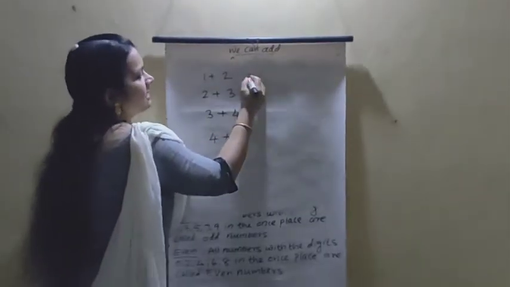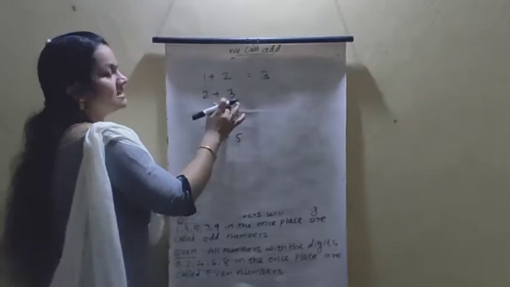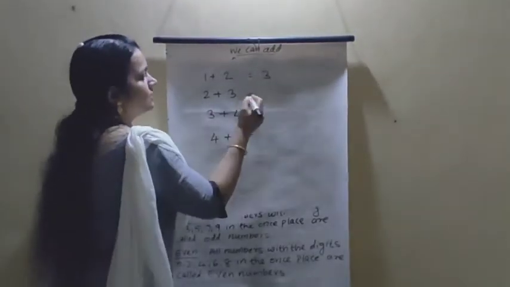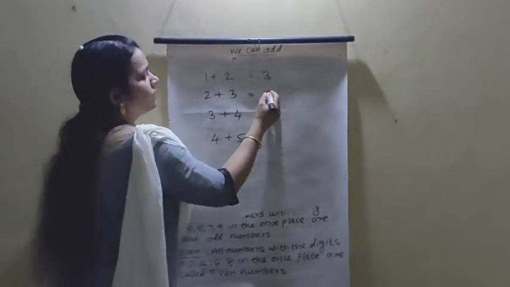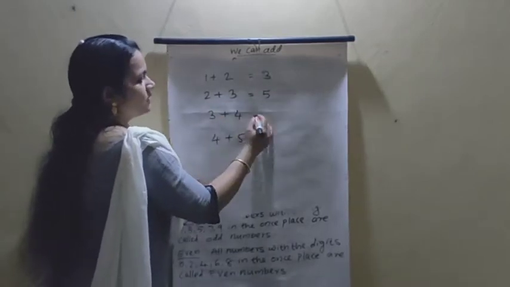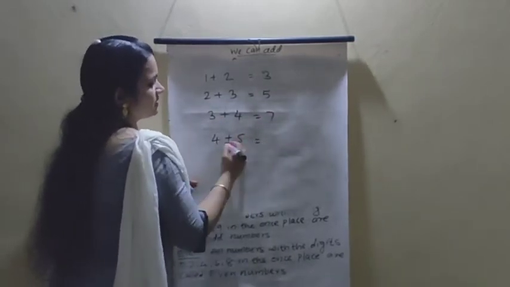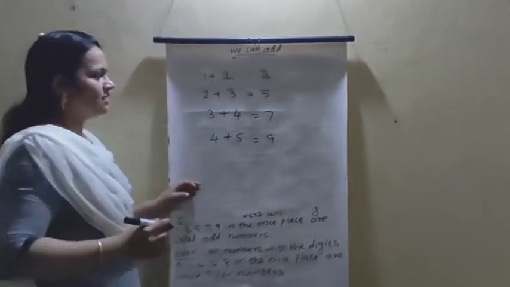1 plus 2 is equal to what? 3. 2 plus 3 is equal to 5. 3 plus 4 is equal to 7. 5 plus 4 is equal to 9. What about this?